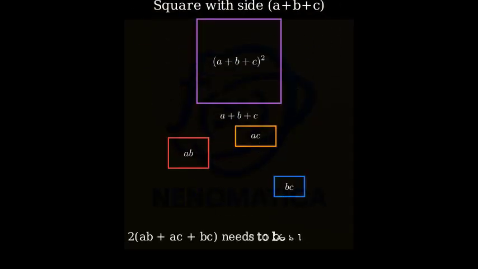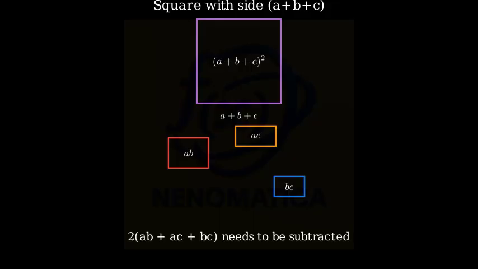But we need to subtract something from this larger square to get our sum of individual squares. We need to subtract twice the sum of the rectangular areas formed by each pair of values, a and b, a and c, and b and c. This geometric interpretation helps us understand the identity intuitively.